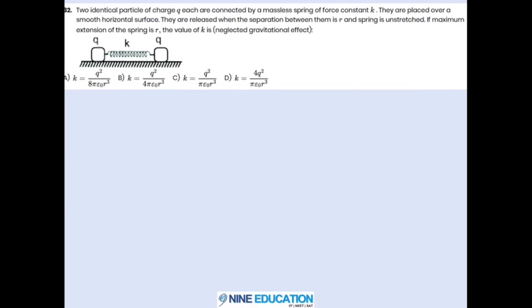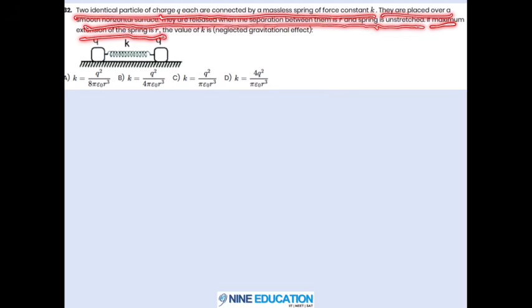Next question. Look at this. Two identical particles of charge q each are connected by a massless spring of force constant k. They are placed over a smooth horizontal surface. They are released when the separation between them is r and the spring is unstretched. If the maximum extension of the spring is r again, then what is the value of k?